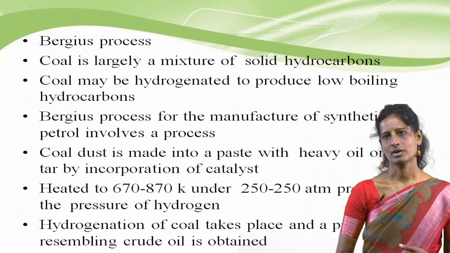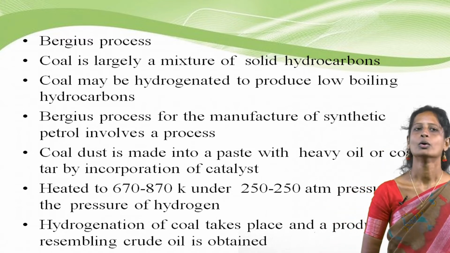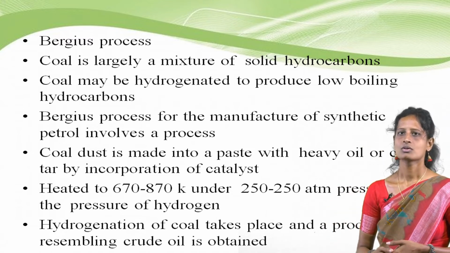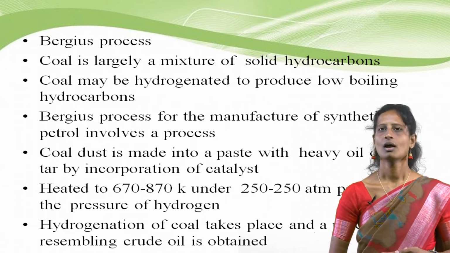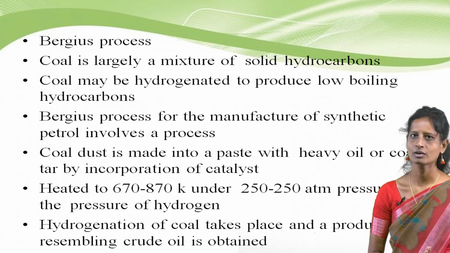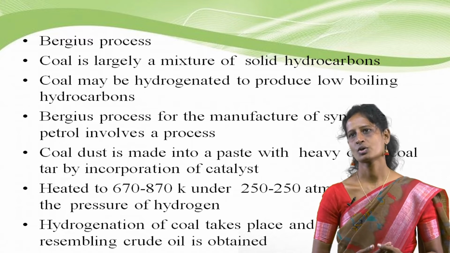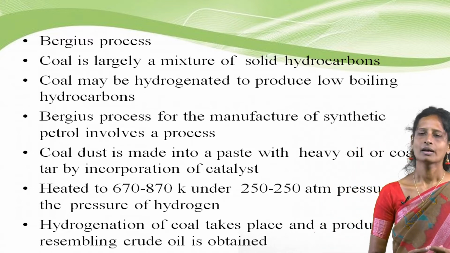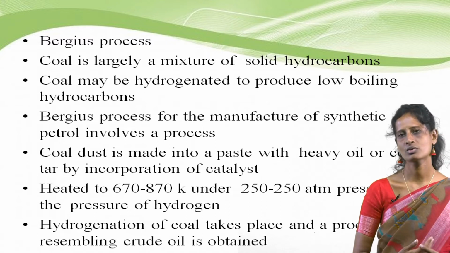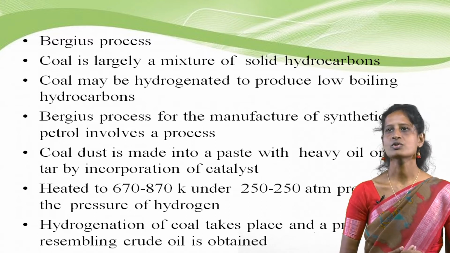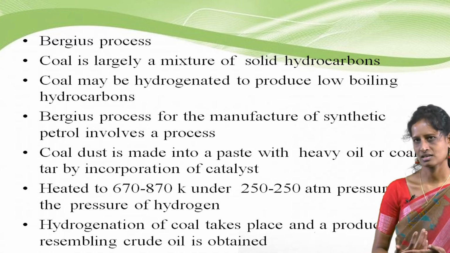Okay, next one, the Bergius process. This is also one of the methods to produce synthetic petrol. What is involved in the Bergius process is coal. In the Fischer-Tropsch process we also saw that coal is mainly used, in the form of red hot coke. Here we use coal, which is largely a mixture of solid hydrocarbons, not liquids or gases.